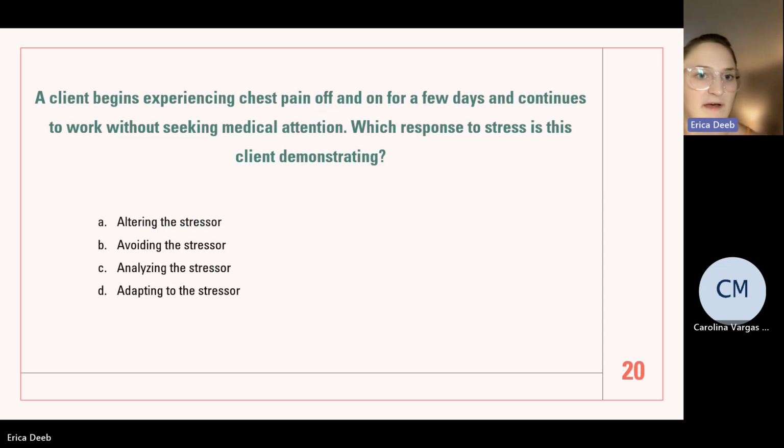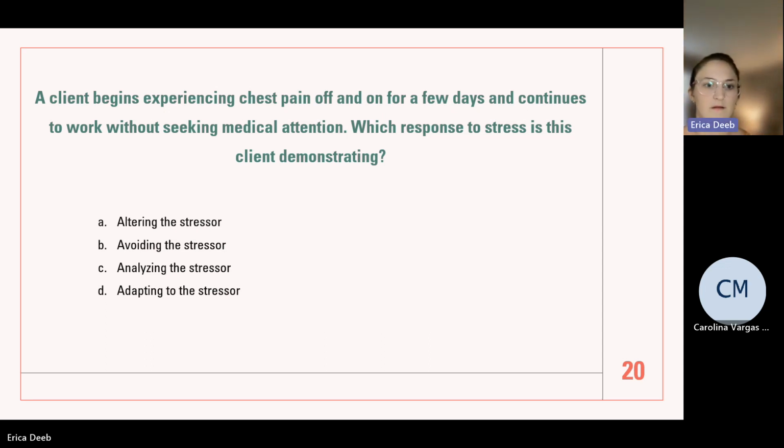So number 20, a client begins experiencing chest pain on and off for a few days and continues to work without seeking medical attention. Which response to stress is this client demonstrating? A, altering the stressor. B, avoiding the stressor. C, analyzing the stressor. And D, adapting to the stressor.